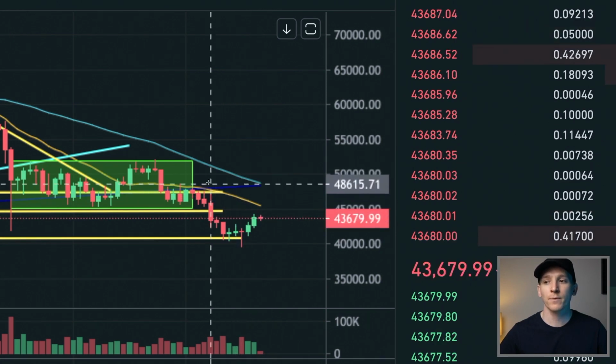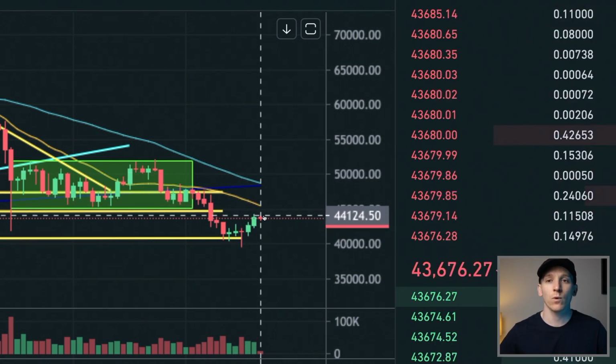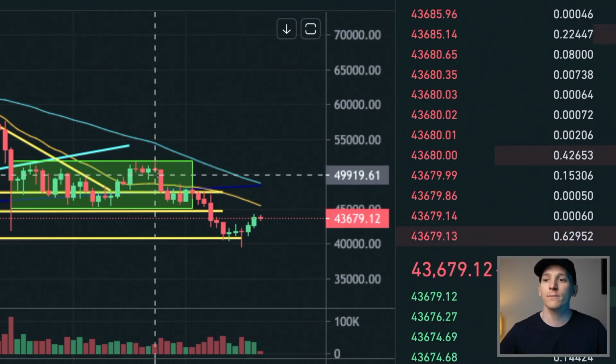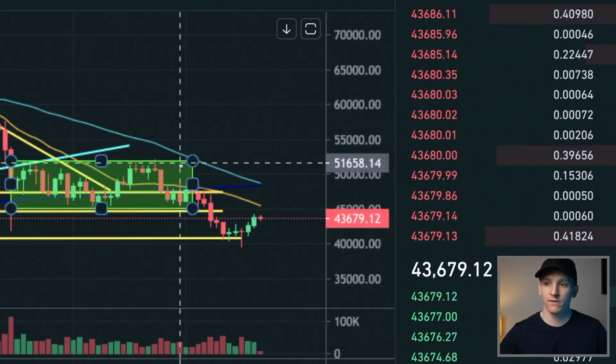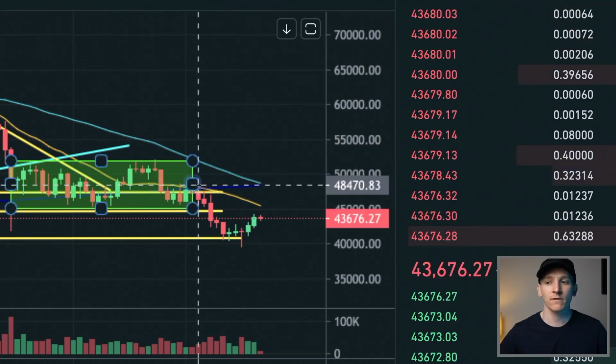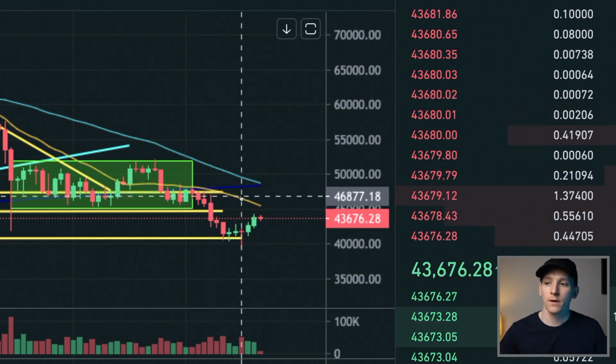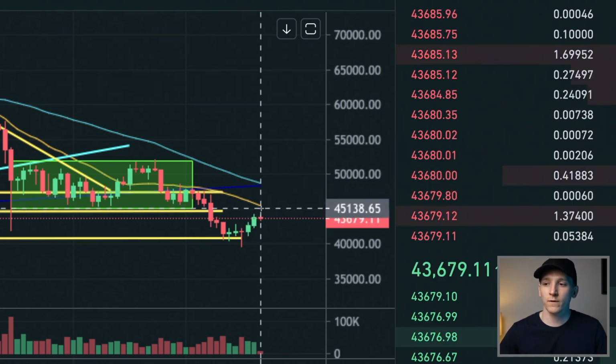So it looks like potentially we are meeting a little bit of resistance once more at pretty much all of these resistance levels. You can see the moving averages are coming down. They have been resistance so far. So the question is now, what is going to happen? Do you go short here?